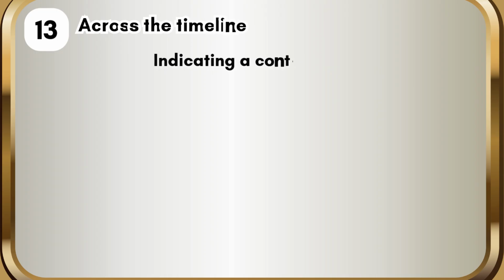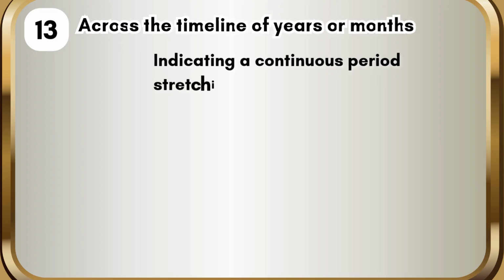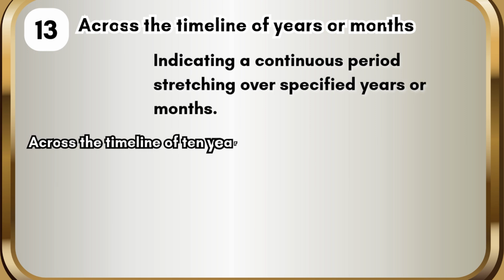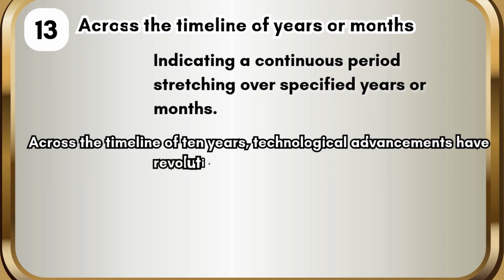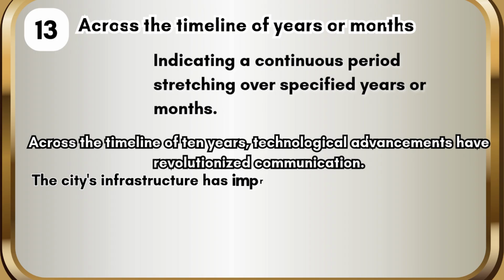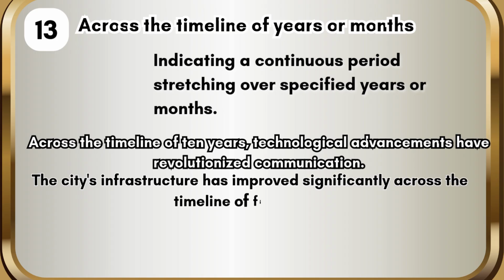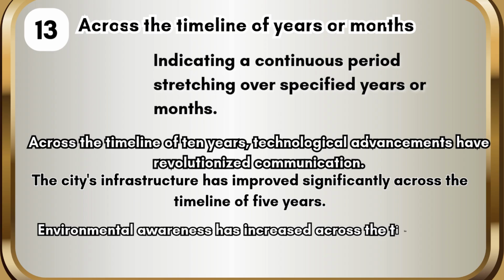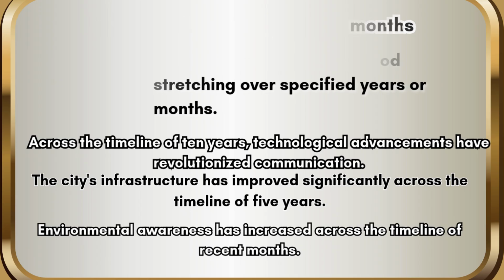Across the timeline of years or months, indicating a continuous period stretching over specified years or months. Across the timeline of 10 years, technological advancements have revolutionized communication. The city's infrastructure has improved significantly across the timeline of 5 years. Environmental awareness has increased across the timeline of recent months.